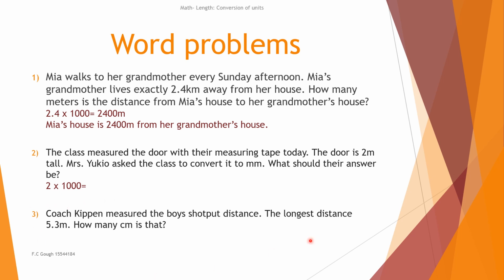Now for question 3, I want you to do it on your whiteboard. Coach Kippen measured the boys' shot put distance. The longest distance was 5.3 meters. How many centimeters is that? So now, do it by yourselves. But before you start, can anybody tell me how much you times meters with to get centimeters? Correct. That is 100. And remember, there is a decimal point. You can do it on your own.